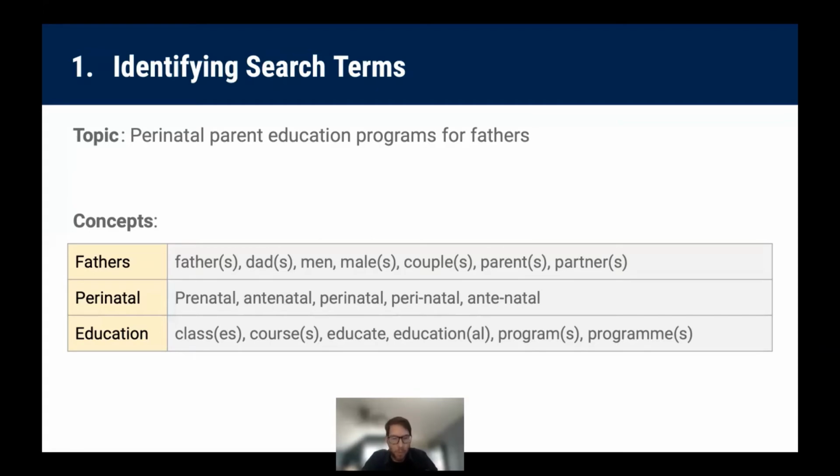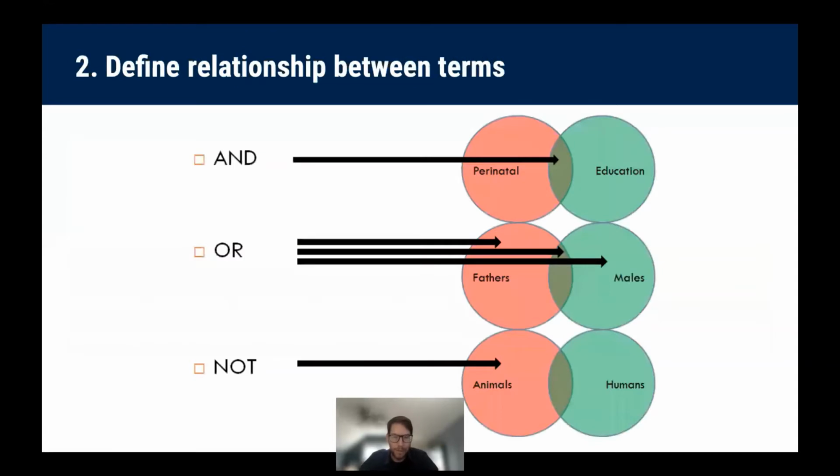And that's step one, essentially identifying search terms. The second step is to define the relationship between those search terms. You want to define the relationship between those search terms using Boolean operators: ands, ors, nots. There are other operators that will define relationships between terms, but these are the main ones. The two main ones are and, or.